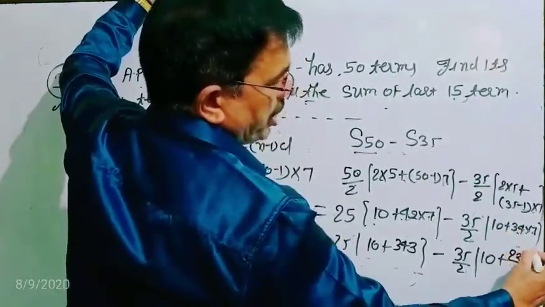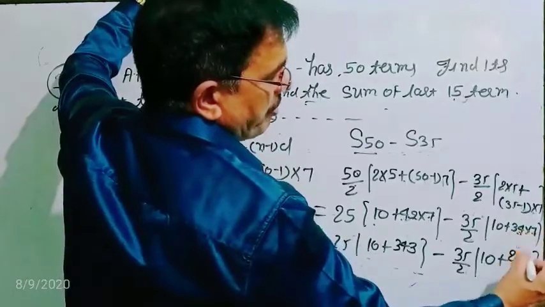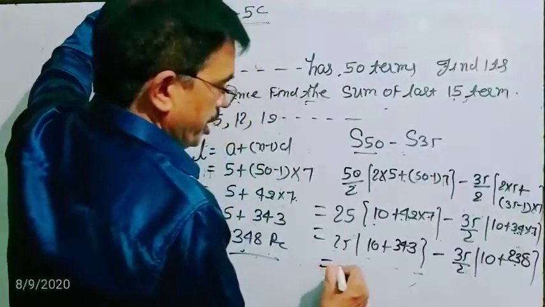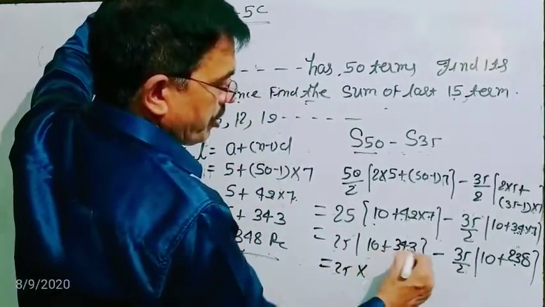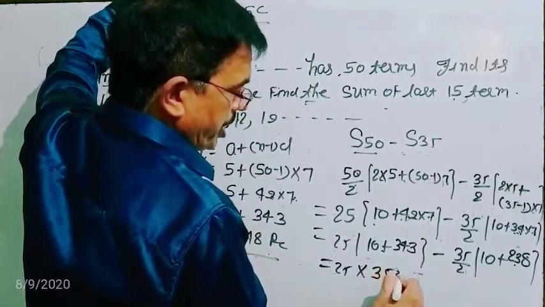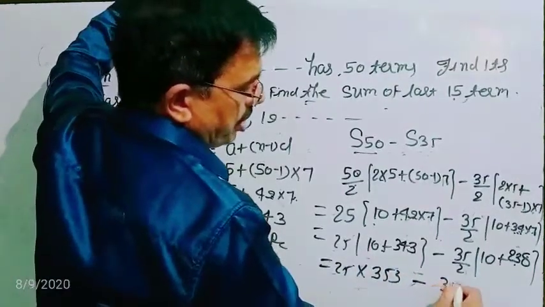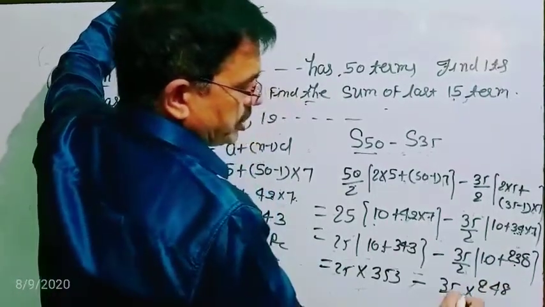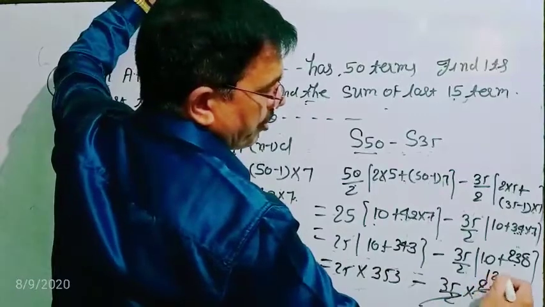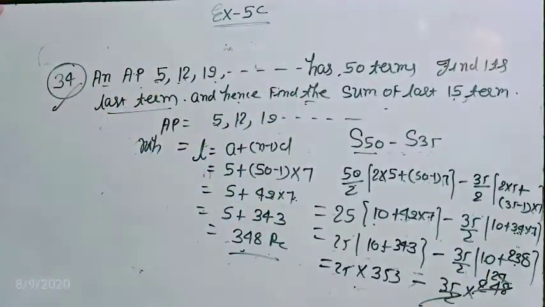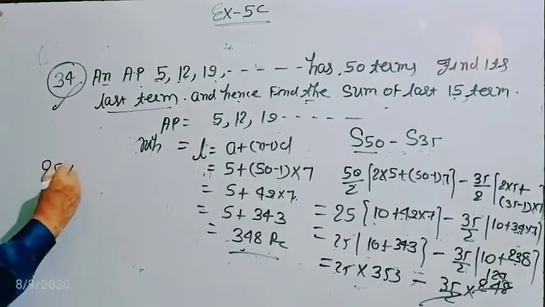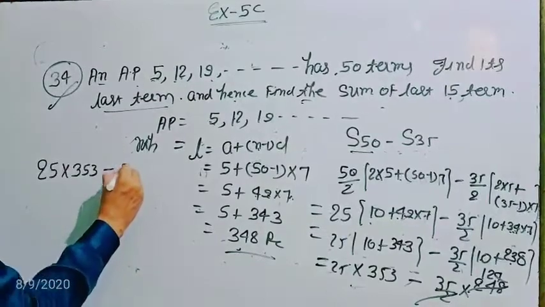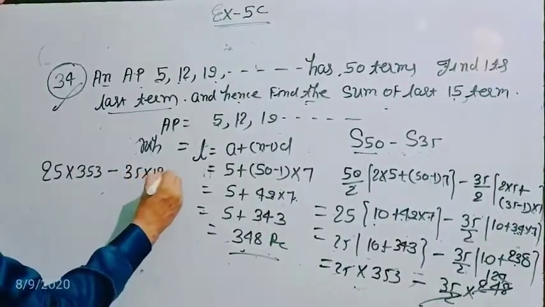34 into 7, 7 4s are 28, carry 2, 7 3s are 21, plus 2 is 23. Then here is 25 into 353 minus 35 by 2 into 248. This 248 cancels by 124. Now the last step is 25 into 353 and minus 35 into 124.